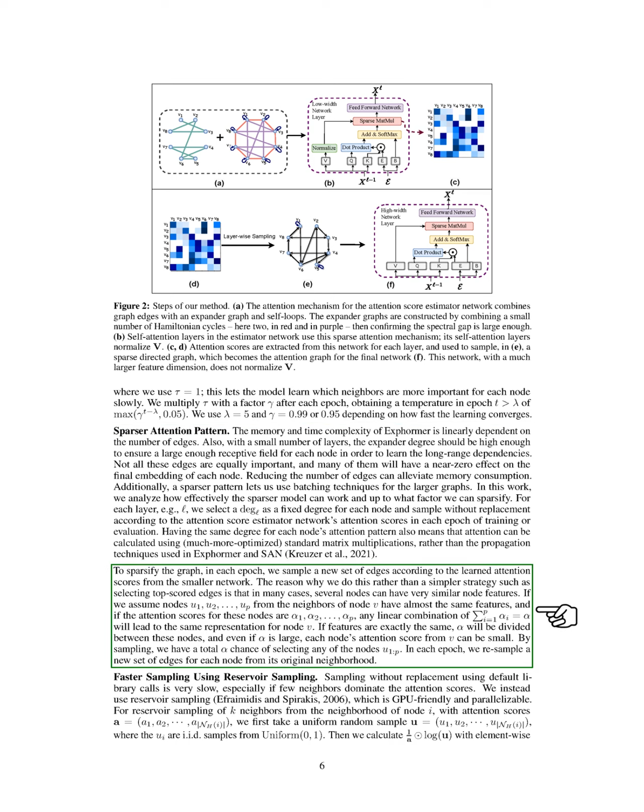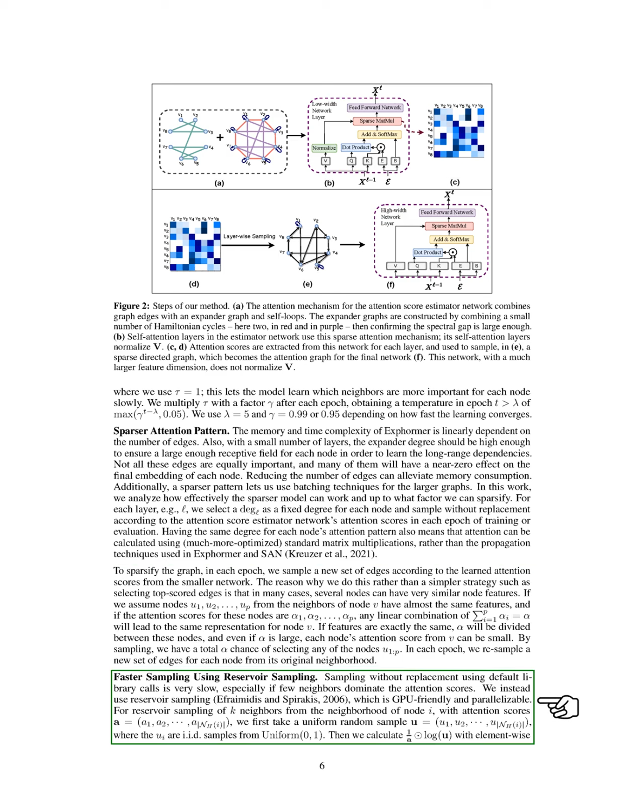For each layer, we select a fixed degree for each node and sample edges based on the attention scores from the estimator network during training or evaluation. We also employ reservoir sampling for faster edge selection. This method is more efficient than traditional sampling, especially when a few neighbors dominate the attention scores.